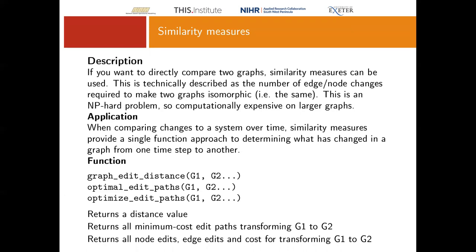So just looking at how the operations within a system are changing over time, and whether during different months, which teams are working more with which other teams, for example. Again, there are a number of different algorithms for this. The base ones within NetworkX are graph edit distance, optimal edit paths and optimize edit paths. And you just pass in your two graph objects that you want to compare.